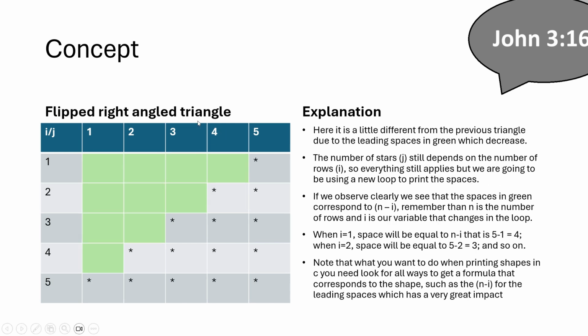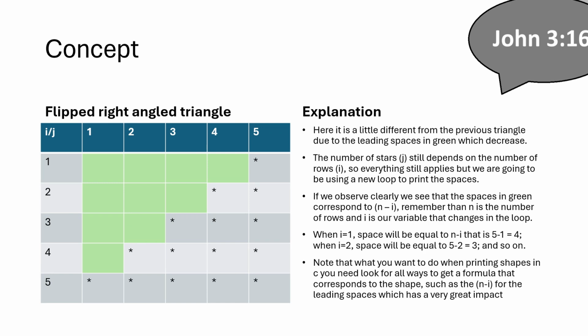Now let's go to the flipped right angle triangle. Here it is a little different from the previous triangle because the leading spaces, in green, decrease. The number of stars j still depends on the number of rows, so everything still applies, but we're going to be using a new loop to bring the spaces.